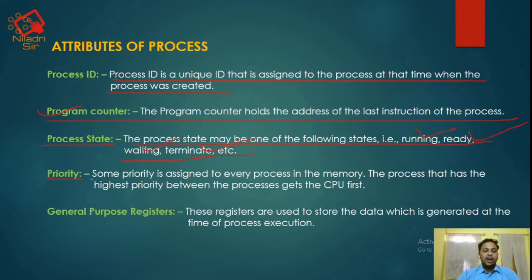So next, what is priority? Some priority is assigned to every process in the memory. The process that has the highest priority among the processes gets the CPU first. So some priority was given to some important processes. The process which has the highest priority will execute first. Next, general purpose registers. These registers are used to store data at the time of process execution.